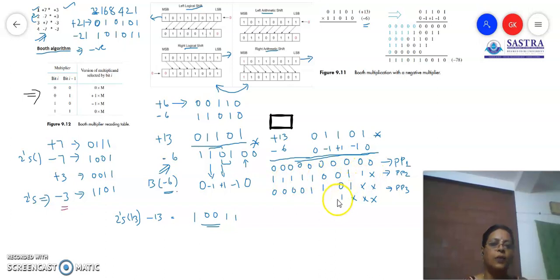So this is going to be 1, 1, okay, then 0, 0, 1, and then the extra bits have to be extended with the sign bit. So the sign bit will be extended, and it will be written as 1, 1. Okay. So this is going to be the partial product 4.